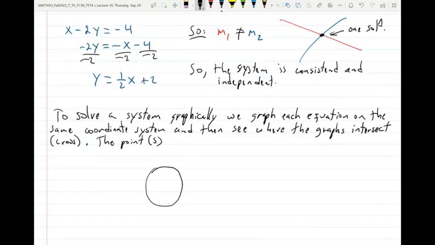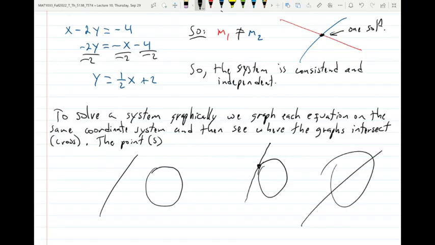Your circle, you could have a line going this way, so no solution. You have your circle, you could have a line touching the circle at one point, so one solution, or you have your circle and you can have a line going through it. Two solutions. So if the system that you're dealing with has to do with a line and a circle, there are three possibilities: no solution, one solution, or two solutions. That's it. The infinite case is not possible. There's no way a line coincides with a circle all the time.